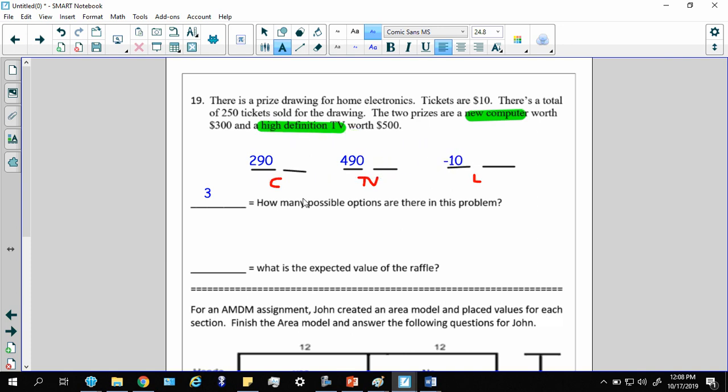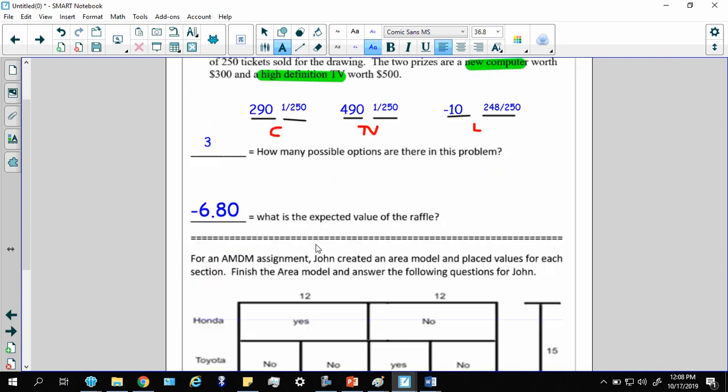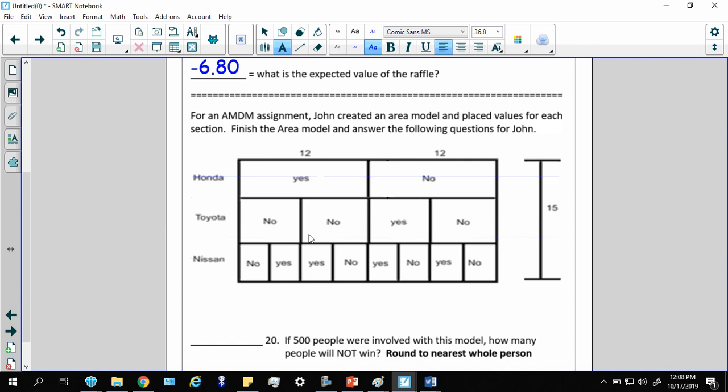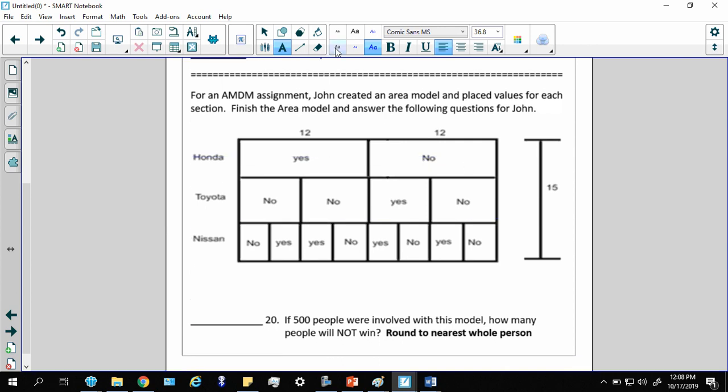Okay? Next is the probability. All right, so the probability would be 1 ticket wins a computer, 1 out of 250. The TV, 1 out of 250. And then lastly, there are going to be 248 losers out of 250. So you are going to multiply all that together. And when you do that, you should get an answer of negative $6.80.